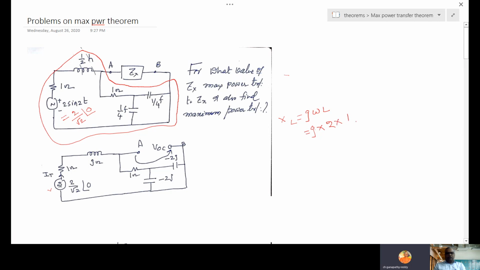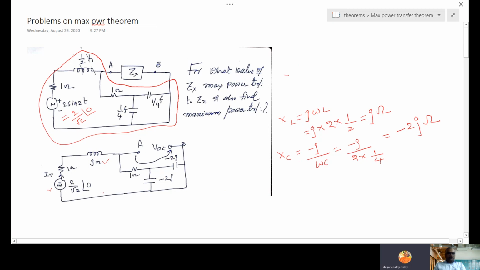What is the inductor value? 1 by 2. So how much do you get? J ohm. So that's why this is J ohm. Similarly, capacitive reactance Xc. What is Xc? Minus J by omega C. Minus J by what is omega? 2. But the capacitor value is 1 by 4. Simplify, you get minus 2J. So this is minus 2J. This is also minus 2J.